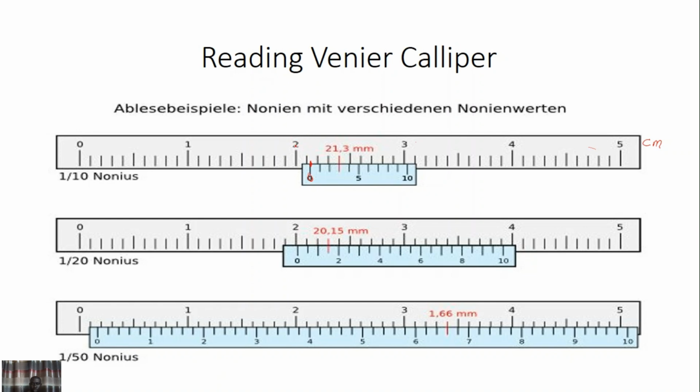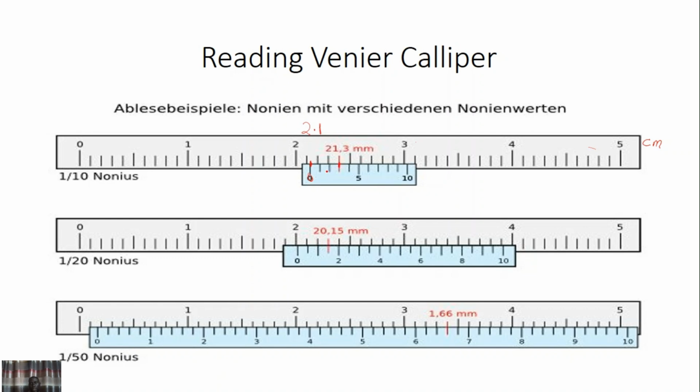Looking at this, this is 2.0, this is 2.1. So 2.1. Okay? Having read the main scale, the next thing is to read the Vernier scale. How do you read the Vernier scale? You look at where this Vernier scale coincides with a marking on the main scale, and if you look at it, it is here, right?